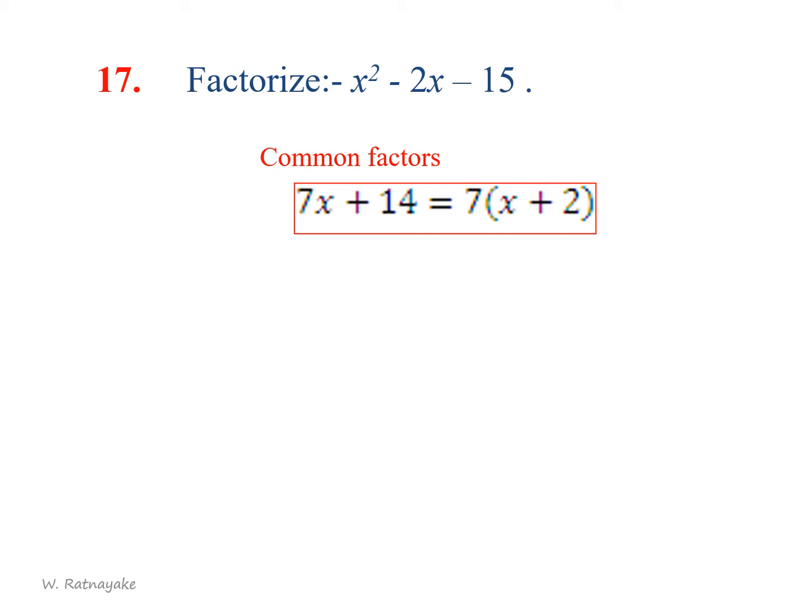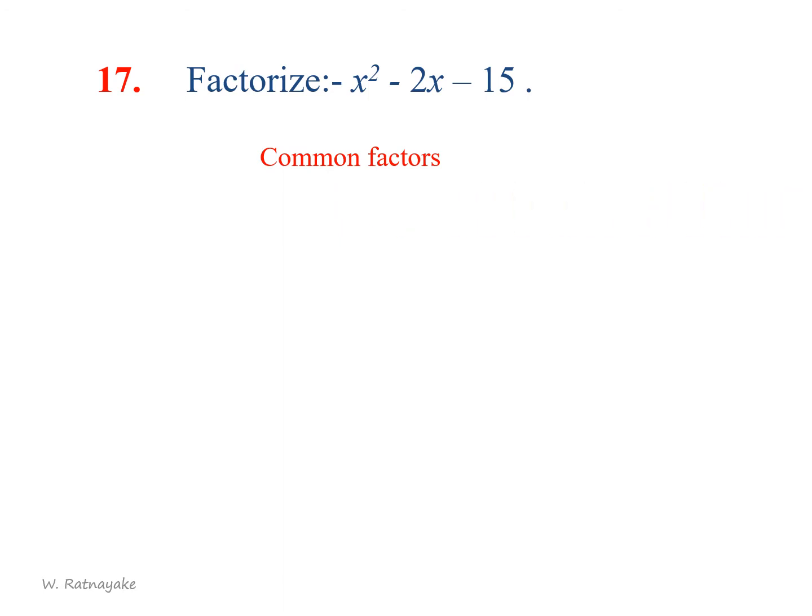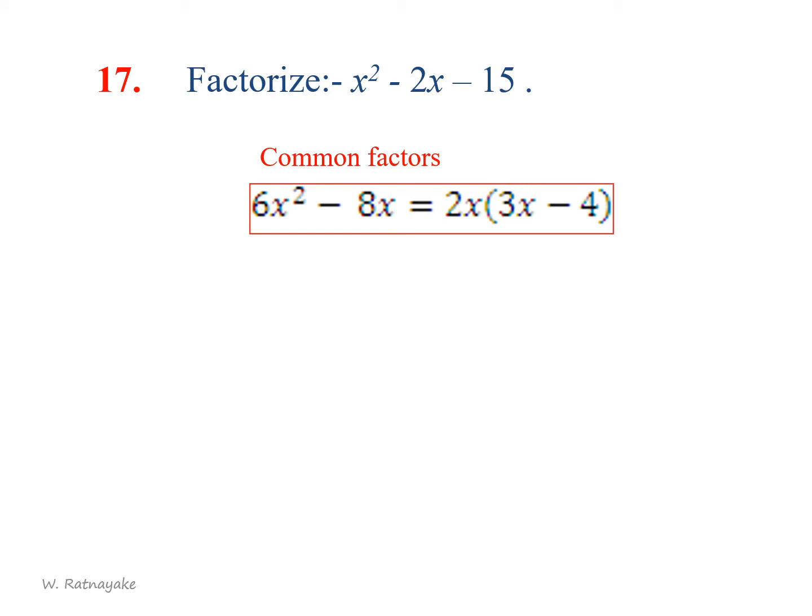We will take another example, 6x squared minus 8x. Here the common factor is 2x. 6x squared we can write as 2x times 3x, and 8x we can write as 2x times 4. Therefore, when you take 2x out, within the bracket the remaining factor will be 3x minus 4. So this is also the same method, taking the common factor out.